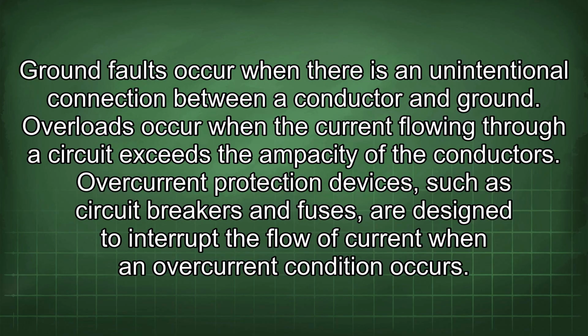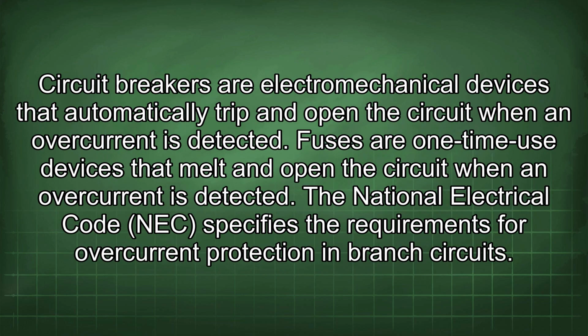Overcurrent protection devices, such as circuit breakers and fuses, are designed to interrupt the flow of current when an overcurrent condition occurs. Circuit breakers are electromechanical devices that automatically trip and open the circuit when an overcurrent is detected. Fuses are one-time use devices that melt and open the circuit when an overcurrent is detected.